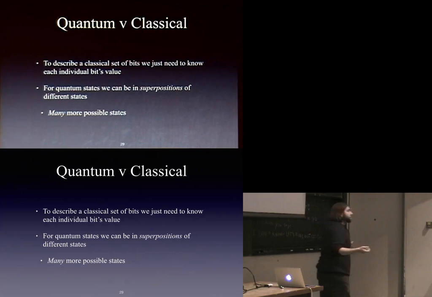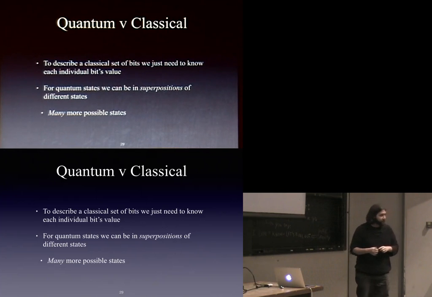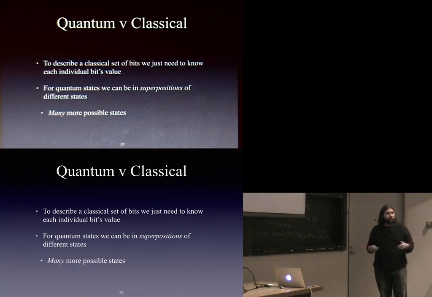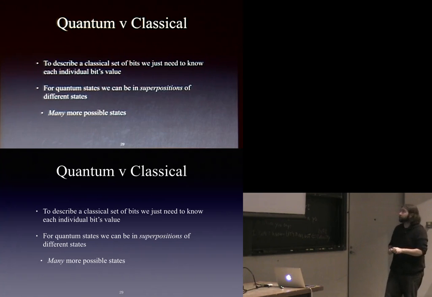Now, why are quantum computers so much more powerful than classical computers? This is probably something that everyone here has been told at one point or another in their life, right? And the reason is the following. If I just have some classical set of bits, if you want to know what state they're in, you just have to know the value of each bit. That's not that much information.